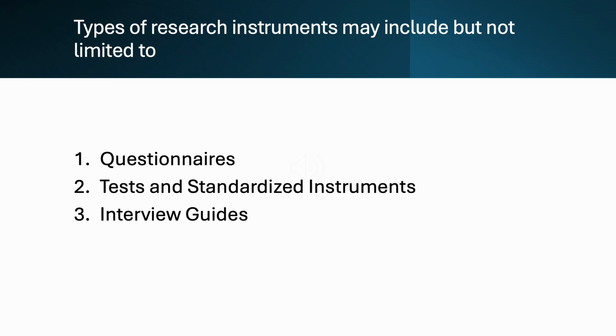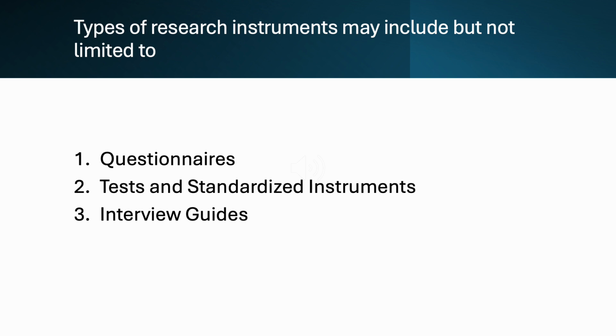Second, tests and standardized instruments, tools designed to measure psychological traits, academic achievement, aptitude, or other constructs. Standardized tests, such as the SAT or MMPI, are developed with norms and psychometric properties. Teacher-made tests, often used in classrooms or research, must also undergo validation.